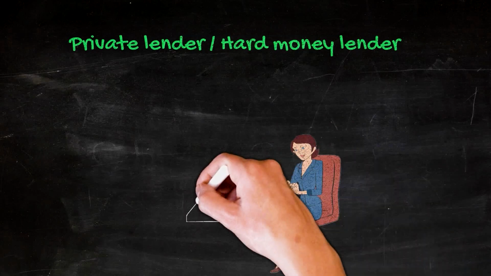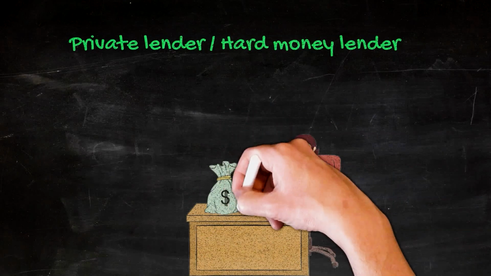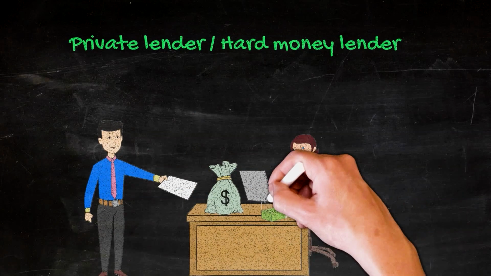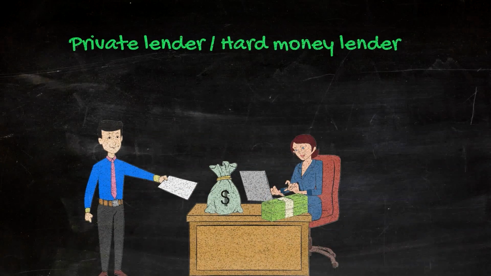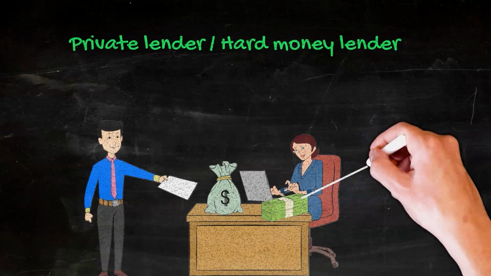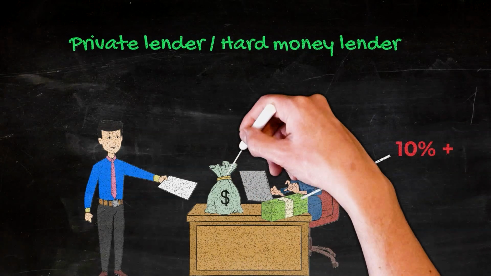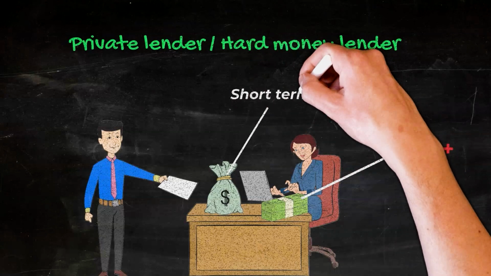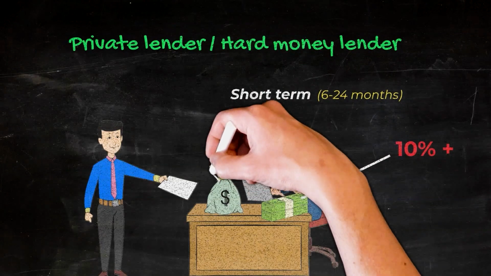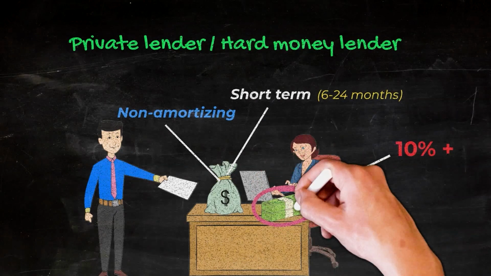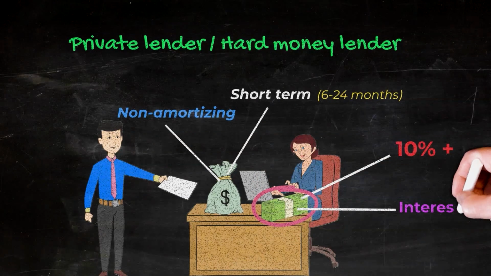Along the same lines, a fourth passive option is to become a private lender or a hard money lender. This is where you would essentially become the bank for other real estate investors and fund their deals, and in exchange, earn income from interest payments on the amount you lend to them. Typically, private and hard money lenders charge 10% or more in interest. The loans are also typically very short term, usually between 6 and 24 months. The loans are also usually non-amortizing, meaning that the monthly payments only cover the interest and the principal doesn't get paid back until the very end.